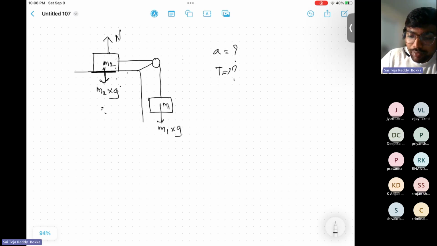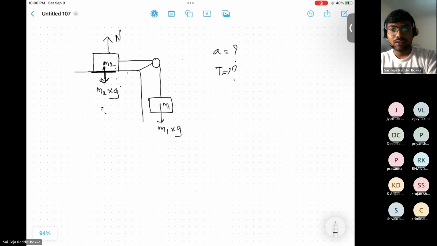So when we are considering these types of things, what happens here? We discussed this yesterday. Yesterday we had a class on this, we discussed this.